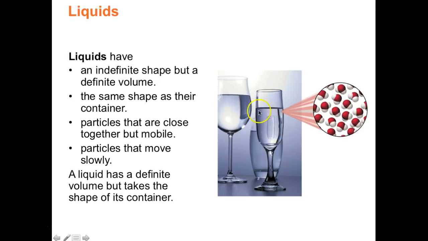All right, just like if I take this and pour this into a square container, it'll take the shape of the container. All right, so indefinite shape but definite volume. All right, here the particles are not so close, so there's a little bit of mobility. All right, that mobility allows liquids to flow.